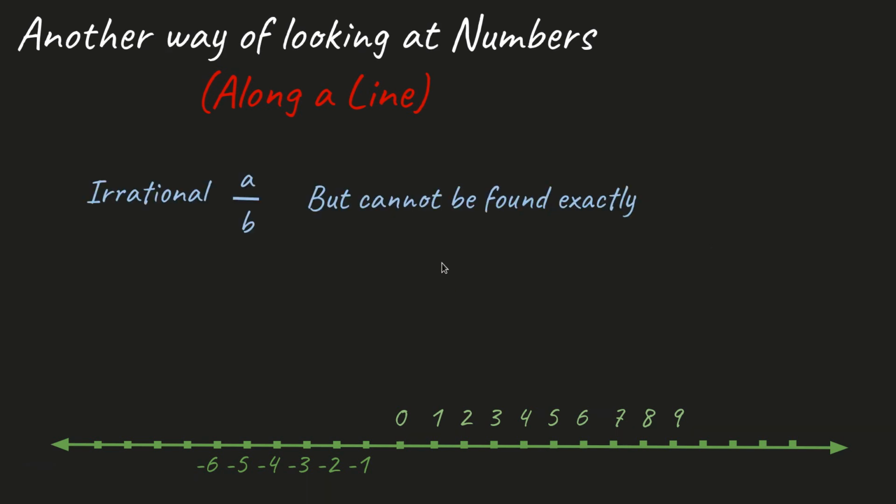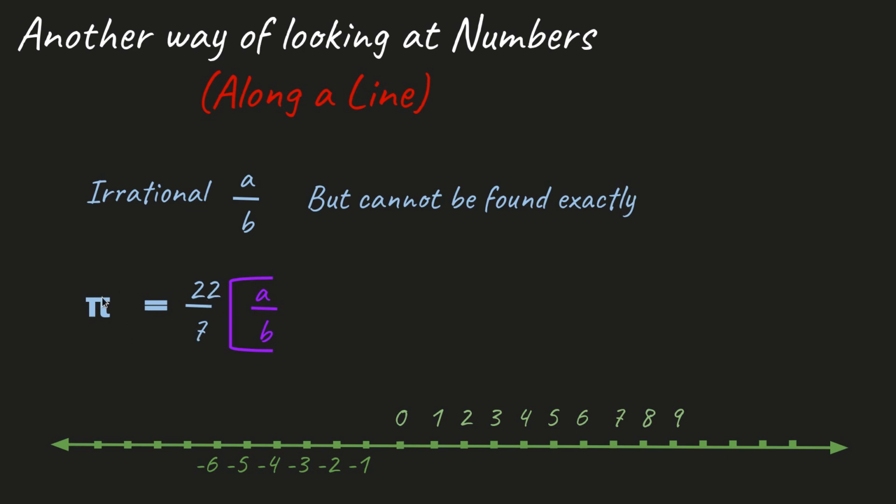But then there were some very interesting numbers that came along. Numbers that could be written as a upon b often, but they cannot be found exactly. We cannot pinpoint them. And these are irrational numbers. And mathematicians were famous for discovering these numbers and finding them. And one of the most famous, as I said earlier, was pi. Now, pi is written as a upon b, 22 upon 7. Pi is 22 upon 7.